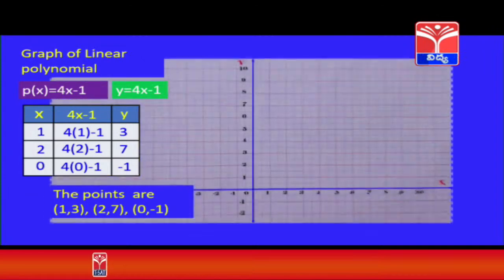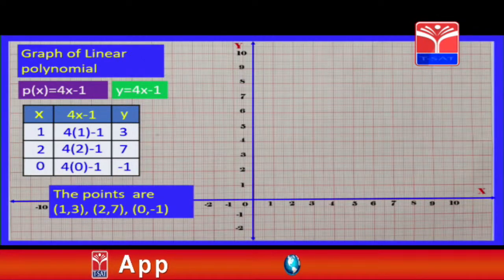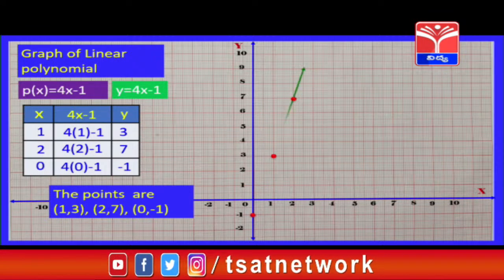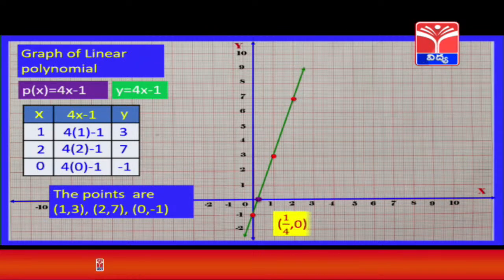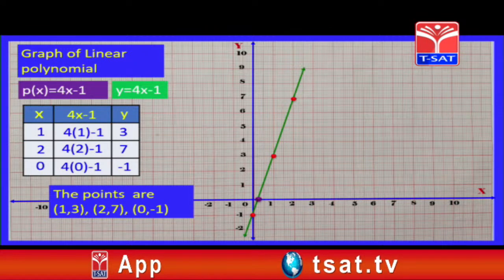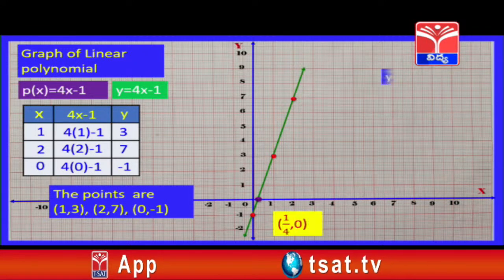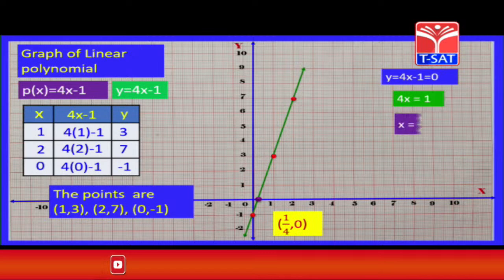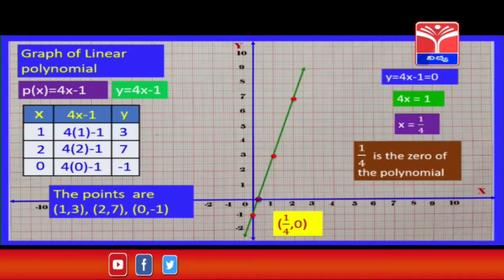So by plotting these 3 points on the graph, 1 comma 3 where it is, 2 comma 7 there it is, and 0 comma minus 1. Hence, by connecting these 3 with a ruler, we will get one straight line. Observe the 0 of the linear polynomial graphically, where it is. So here it is 1 by 4 comma 0. Algebraically also check once. 1 by 4 is the 0 of the polynomial.